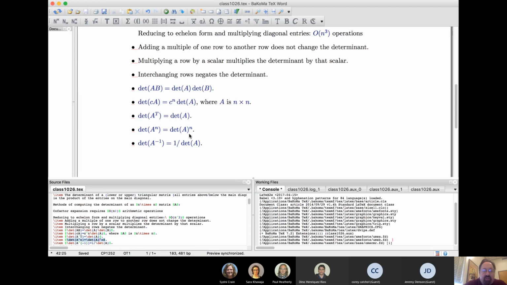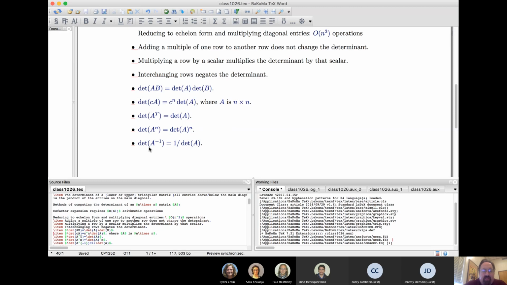This property here, actually these last two, are consequences of this one, that the determinant of A to a power, you can just take the determinant of A and raise that to that same power. So you can basically move the exponent out.